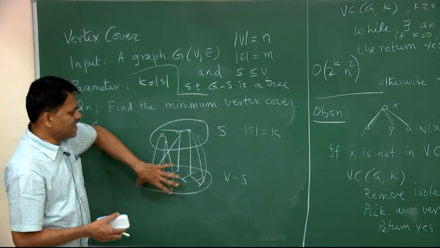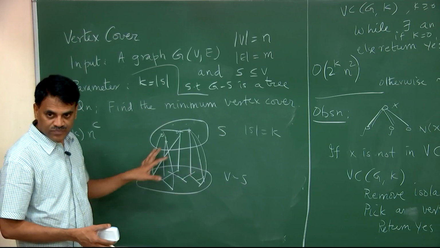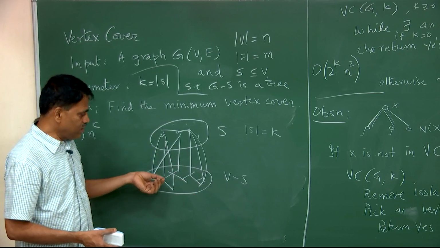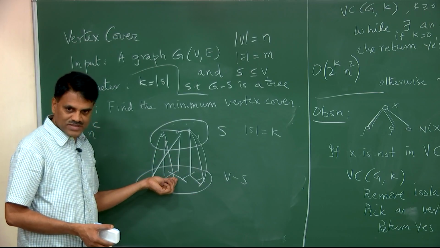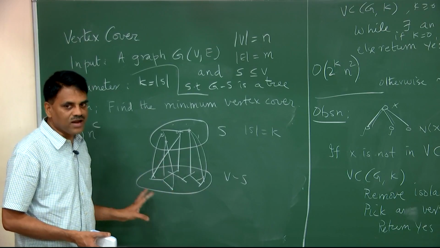So if let's say it's a star or something, then the optimum vertex cover will be the middle vertex. Suppose this tree is a star.